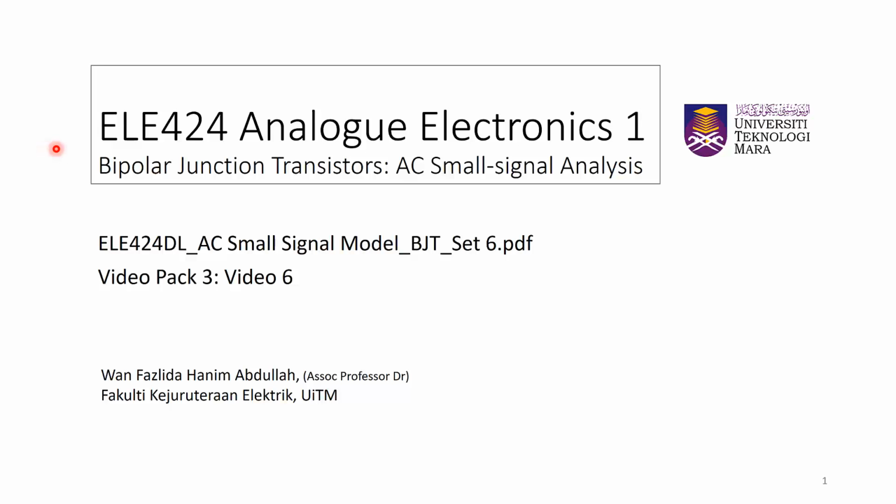We have completed the DC biasing circuit. We are now starting the AC small signal analysis. This is video pack 3, video 6, starting with the AC small signal model. You should have the slides from the learning platform, ELE424DL, AC small signal model, BJT set 6 PDF file.